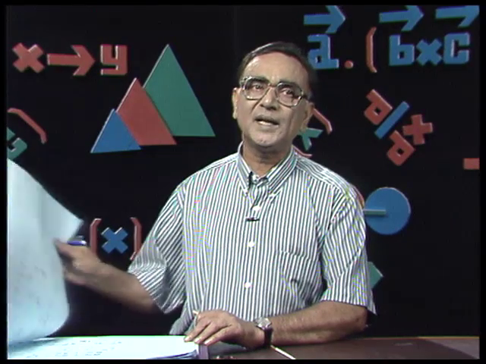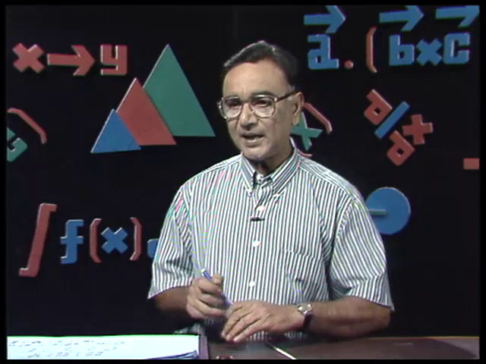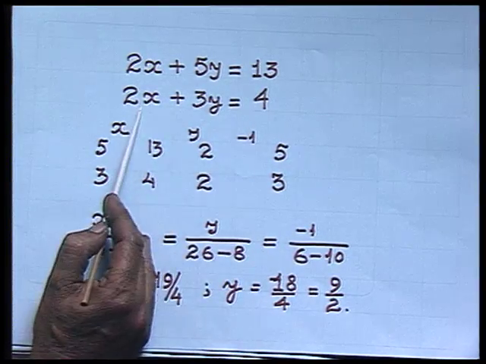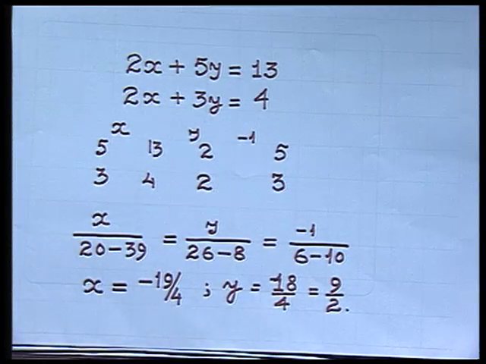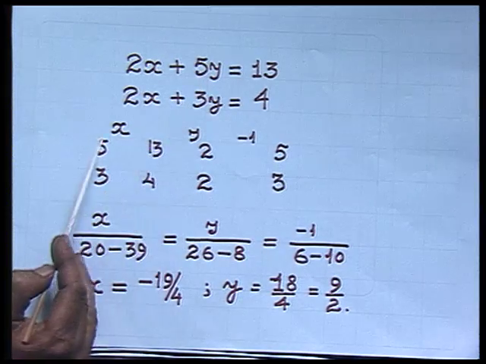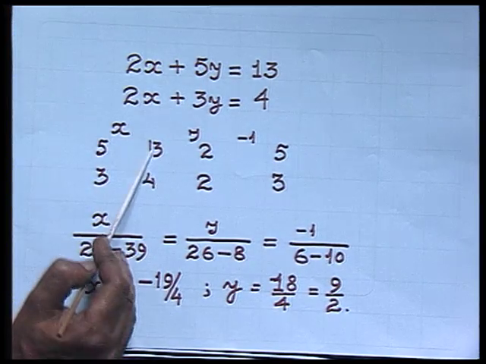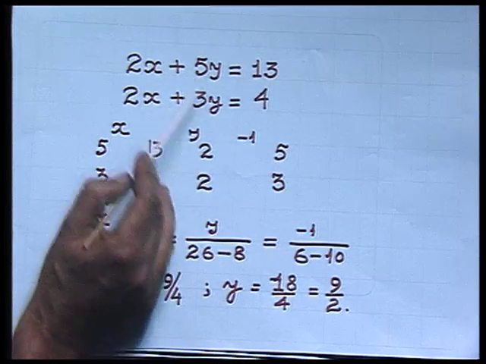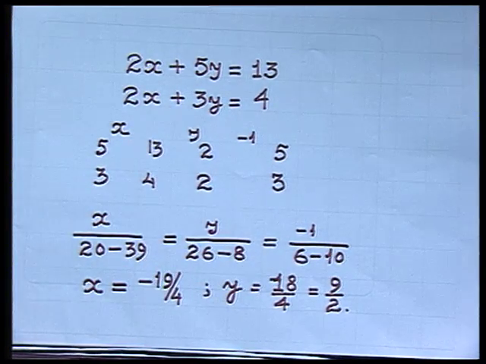Let us take a particular example and apply this method. The equations here are 2x plus 5y equals 13 and 2x plus 3y equals 4. And how do we write the coefficients? First that of y, that is 5 and 3, then constant terms, then that of x, and then the coefficients of y. So how do we go about?